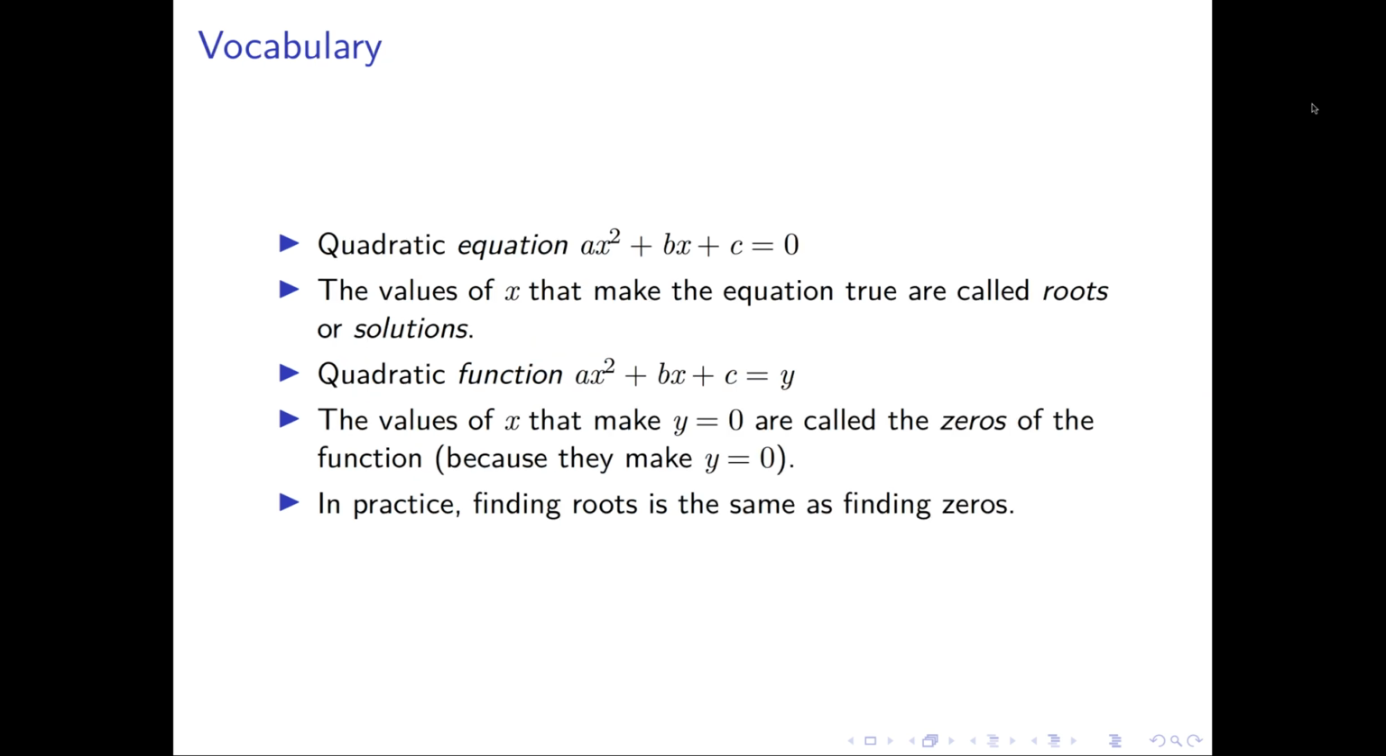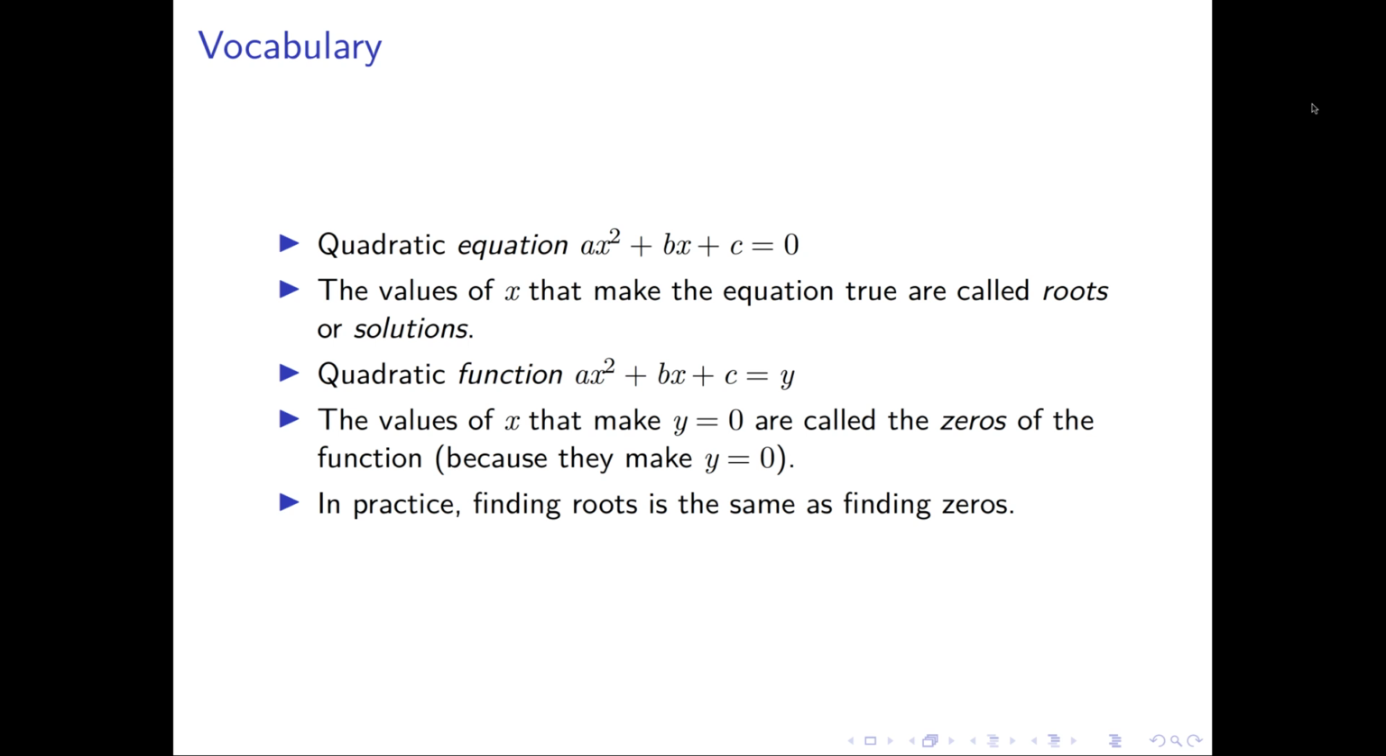Vocabulary. A quadratic equation in standard form is ax squared plus bx plus c equals 0. And the equals 0 is important for a quadratic equation. The values of x that make the equation true are called the roots of the equation, and they're also called the solutions of the quadratic equation.